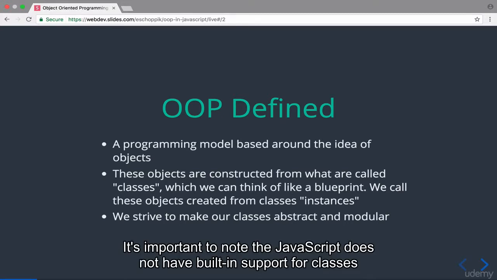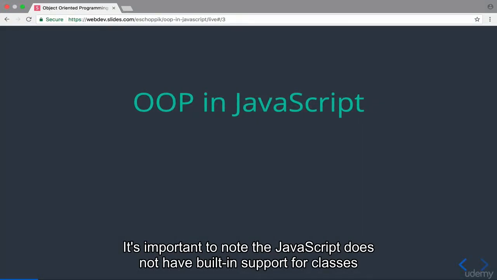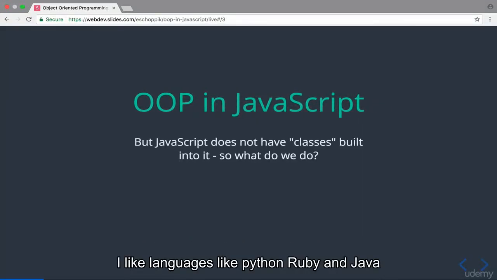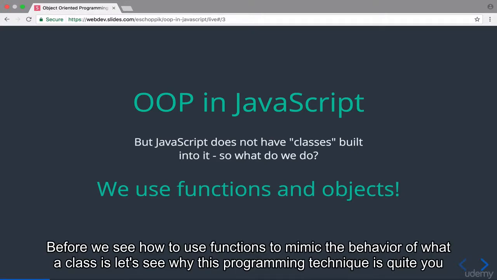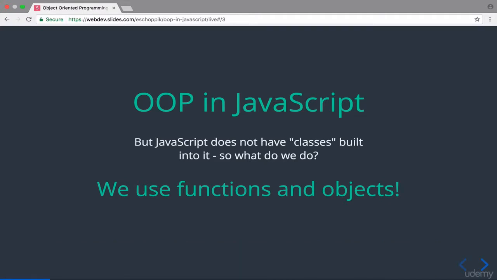It's important to note that JavaScript does not have built-in support for classes, unlike languages like Python, Ruby, and Java, but we can mimic the behavior of classes by using what JavaScript has, functions and objects. Before we see how to use functions to mimic the behavior of what a class is, let's see why this programming technique is quite useful.